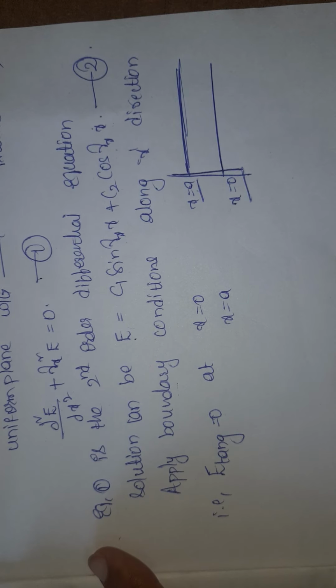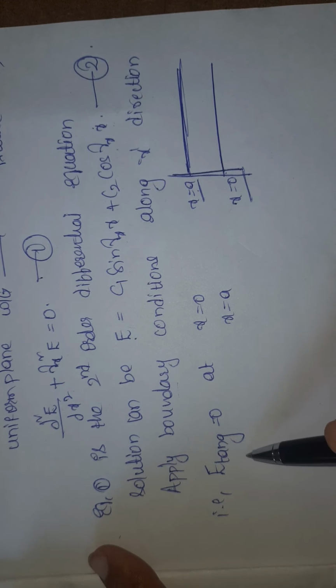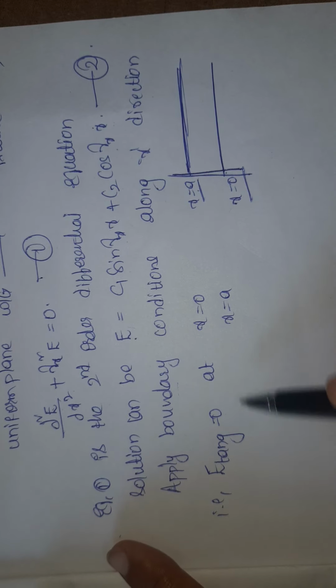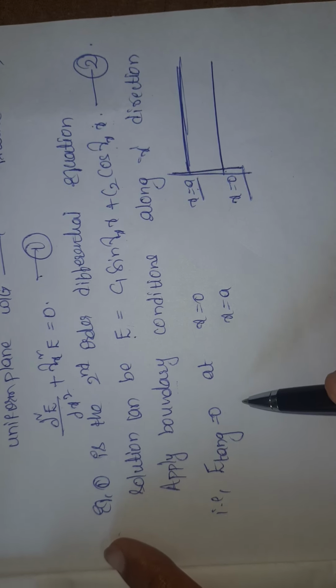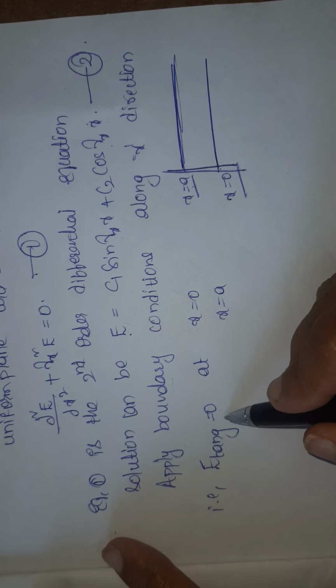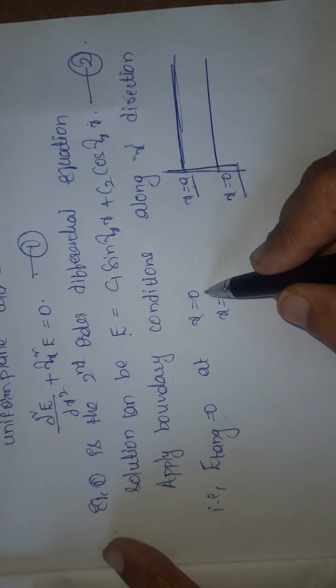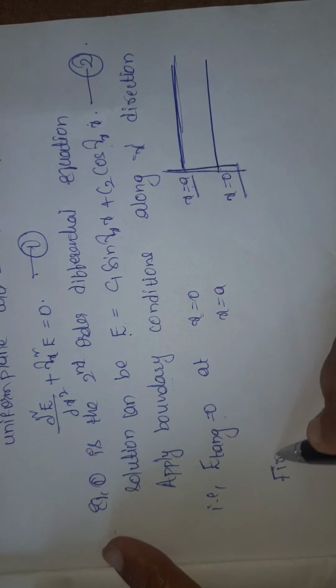At x is equal to 0 and at x is equal to a, the tangential component of electric field is 0. So this is a boundary condition you have to keep in mind. So first apply the boundary condition E tangential is equal to 0 at x is equal to 0. So what is the first boundary condition?